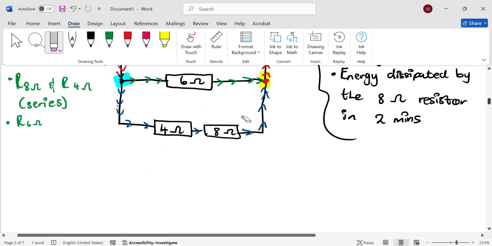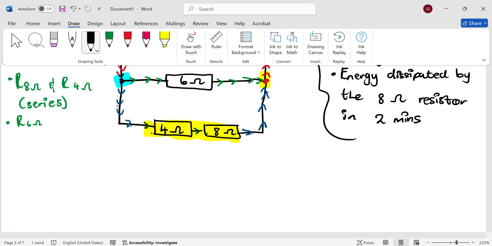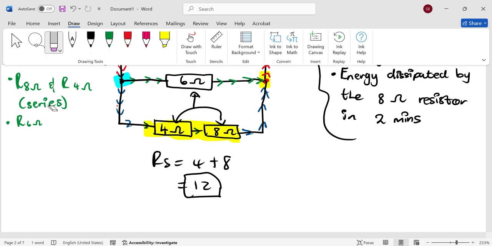Now remember, if you had to get the resistance of this portion here, you would obviously see that they're in series. So you'd say R series equals the 4 ohm plus the 8 ohm, which would give you 12 ohm. And that 12 ohm resistor, because it's the sum of these two, will be parallel to the 6 ohm resistor. I really hope you guys are seeing that.